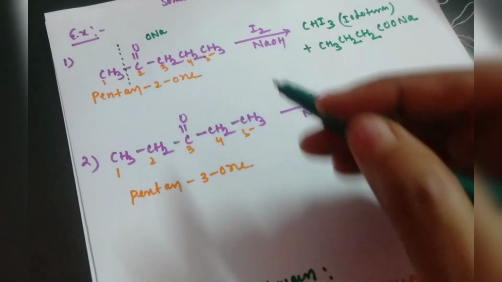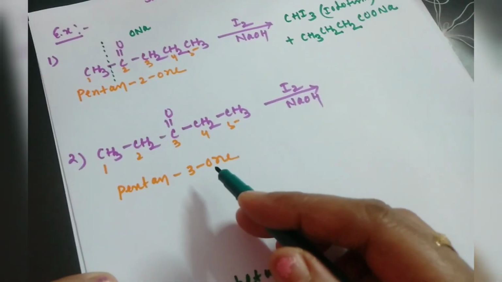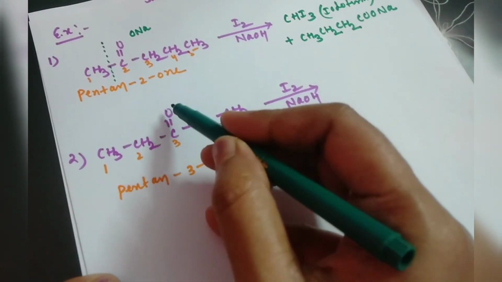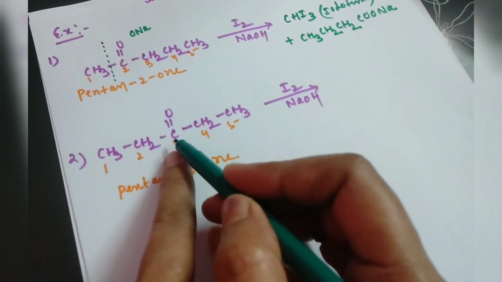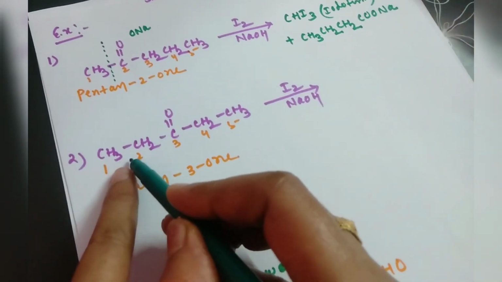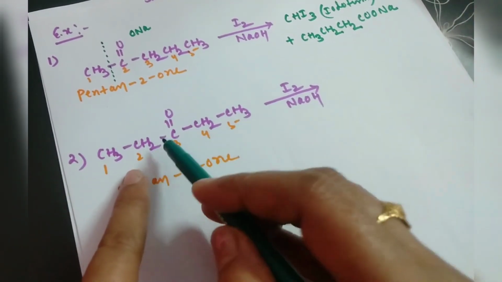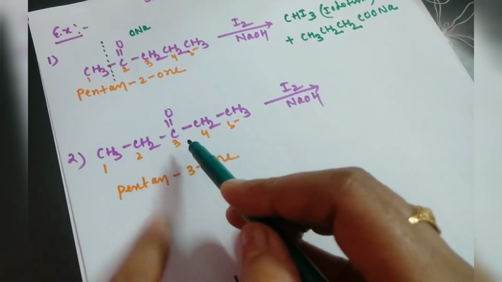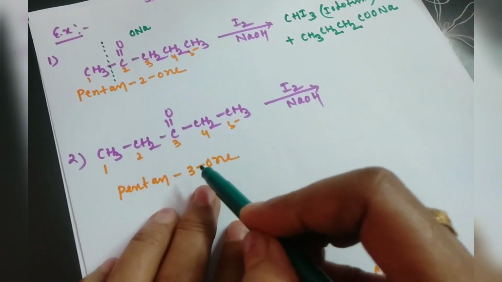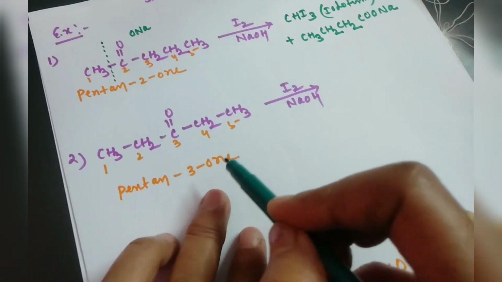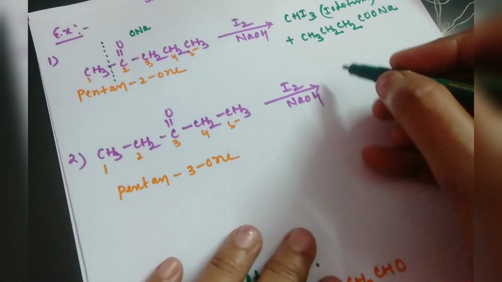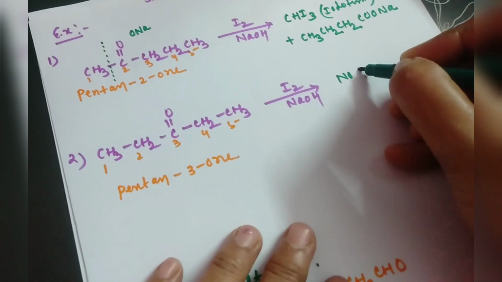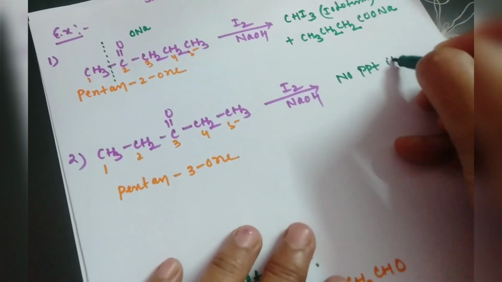Now what about pentan-3-one? Pentan-3-one, see here, 1, 2, 3, 4, 5. Here this is the carbonyl group. To this carbonyl group, there is an ethyl group attached on both sides. There is no methyl group directly attached to the carbonyl group. That means this compound doesn't satisfy the iodoform reaction condition. So it will not give the iodoform reaction. No precipitate is formed.